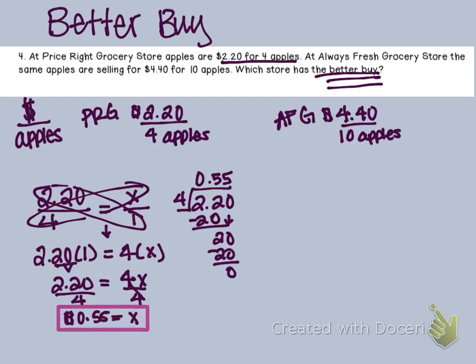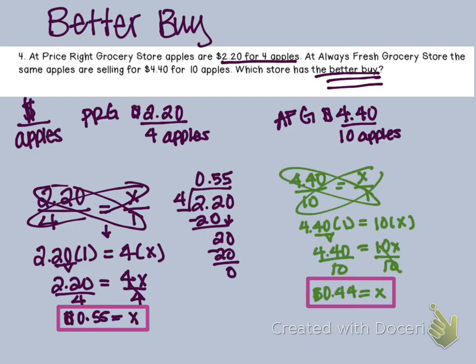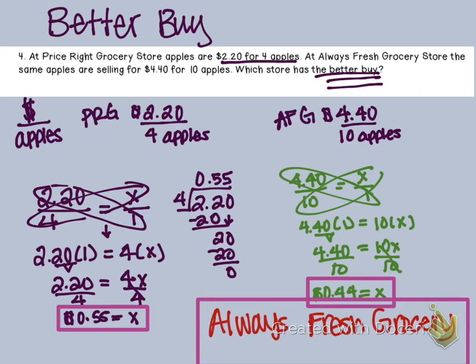So I want you to set up the proportion for AFG, solve it, and then determine and write down which one is the better buy. So you should have gotten that Always Fresh grocery is 44 cents per unit. So your final answer is, let's pick a different color, Always Fresh grocery. And that is it. Please make sure you write down if you have any questions so that you can ask in class.